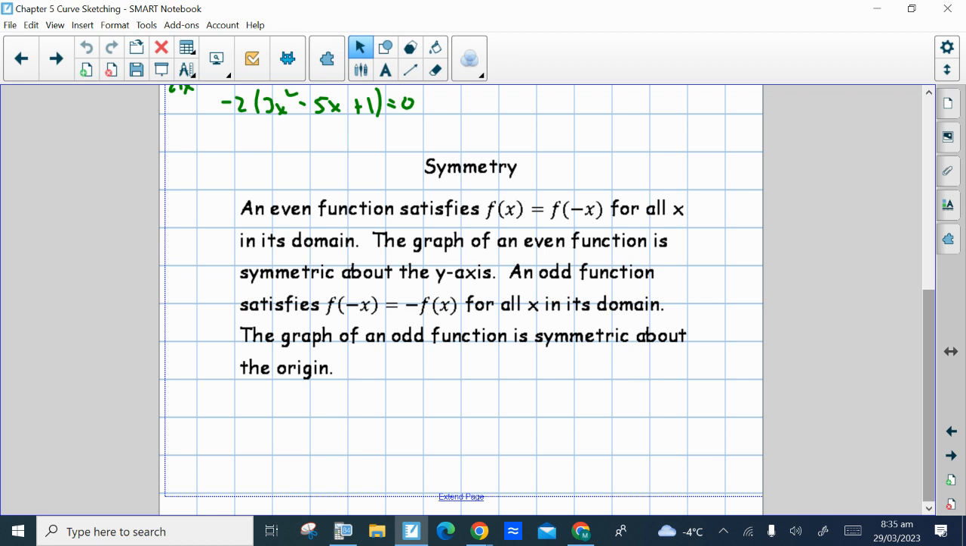A function is odd if f(-x) equals negative f(x), and we'll see examples of that. And when a function is odd, the graph is symmetrical about the origin, which means you'll have corresponding points the same distance away from the origin directly across, or 180 degrees from the original point.